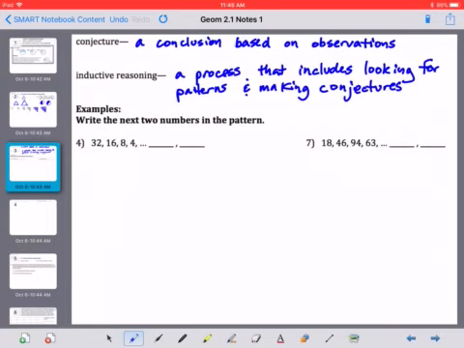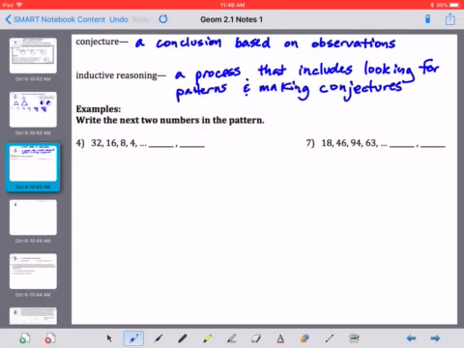As humans, we are really good at this because it helps keep us safe. For example, over time, you would touch fire and get burned, you would notice that fire is hot, and you would find that pattern and make the conjecture that you shouldn't touch fire. So it does help keep us safe, and that's why as humans we're really good at inductive reasoning. All right, we're going to use inductive reasoning to find number patterns. So we'll do examples 4 and 7 first. We're going to do these kind of out of order.